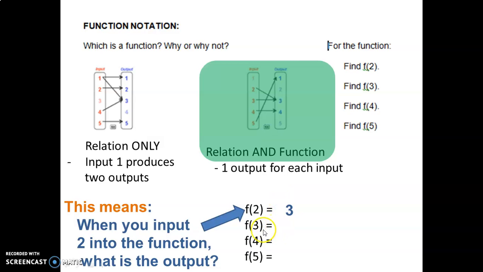How about the next one? When the input is 3, the output is also 3. We can see it here. And then the last 2, 4 and 1. The output here is 4, and the output for 5 is 1. All right, that's simple things about functions.